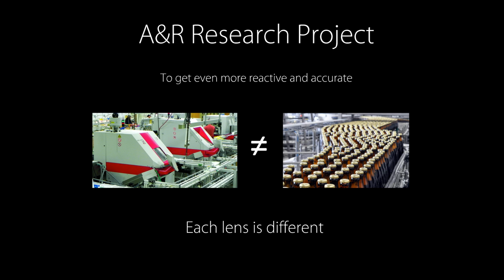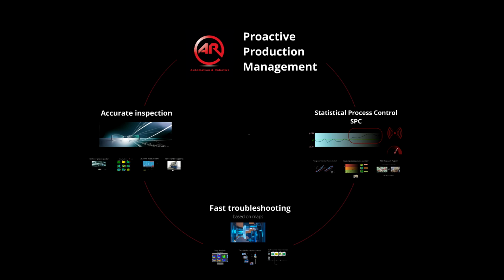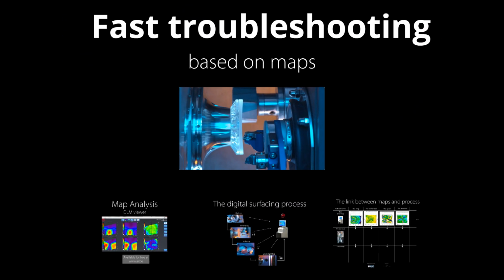And when a drift in the process appears, it is important to have troubleshooting techniques to find the source of the problem as fast as possible. And maps can help a lot in this process.